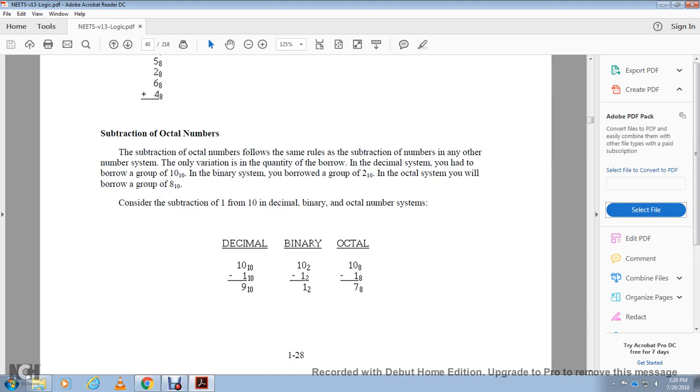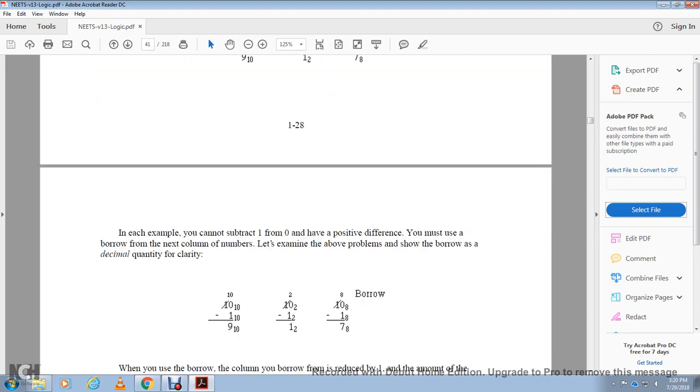10 base 8 minus 1 base 8 would be 7 base 8. In each example, you cannot subtract 1 from 0 and still have a positive difference. You must borrow from the next column of the number. Let's examine the above problem, shown with the borrow in decimal for clarity.